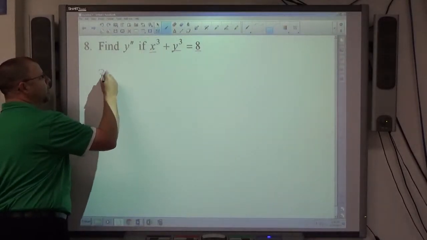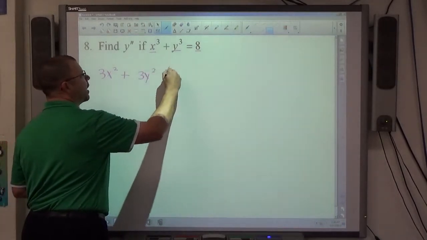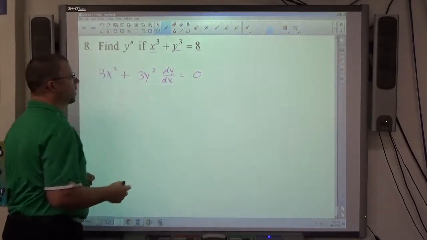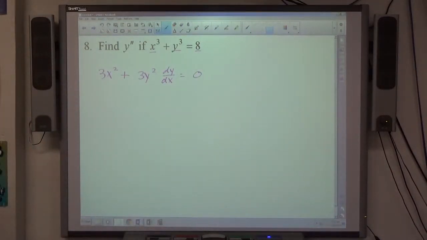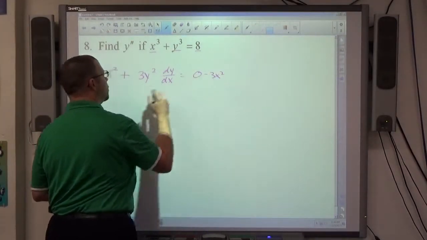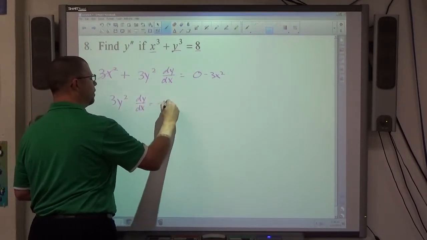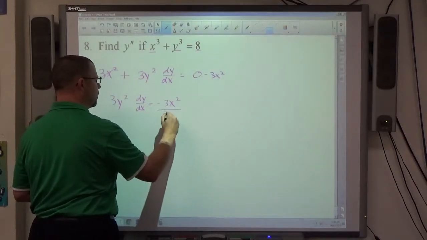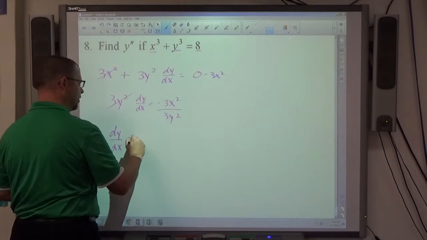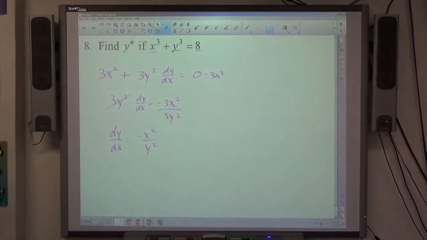Derivative of x cubed is 3x squared. The derivative of y cubed is 3y squared, but we had to put a dy dx since that's a y term. The derivative of any number is 0. So start off there. And if I want to get dy dx, I'm going to move the 3x squared over here first. So I'm going to get 3y squared dy dx equals negative 3x squared. Divide both sides by 3y squared. That leaves me with dy dx equal to negative x squared over y squared. That's your first task, find the first derivative.